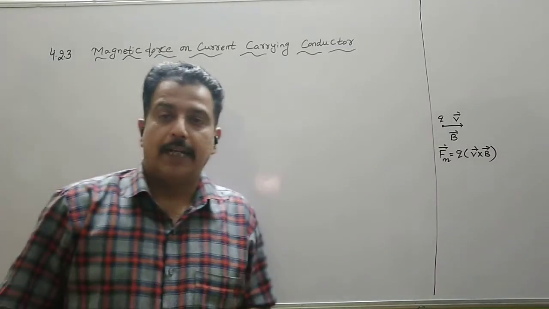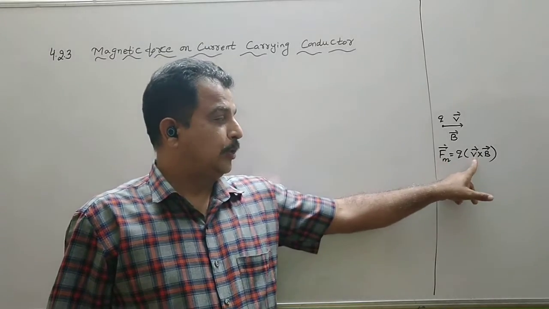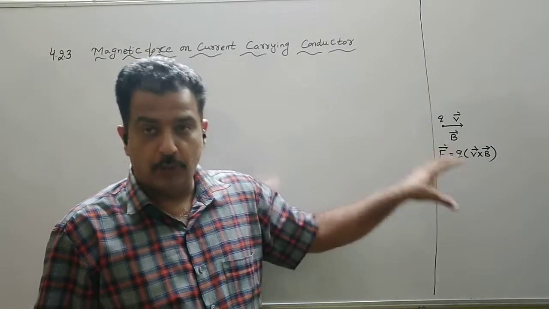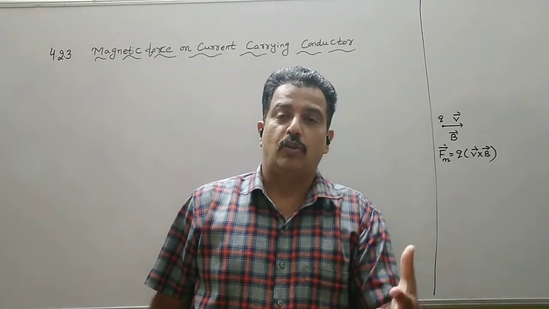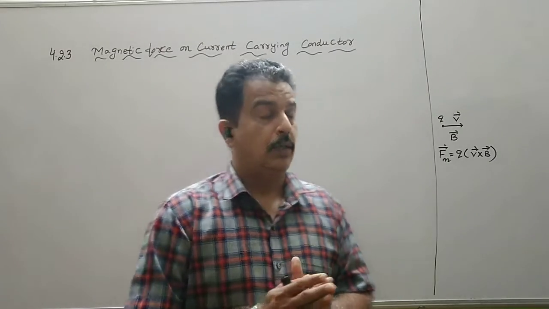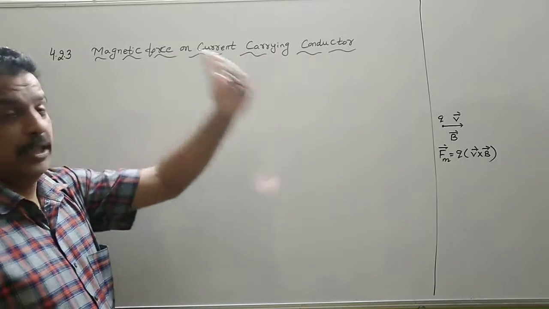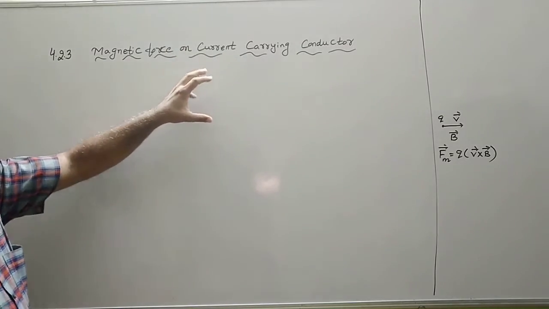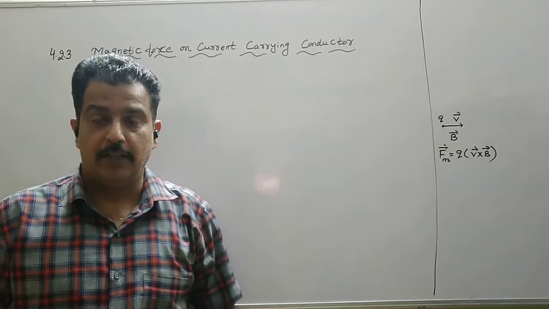And using the right hand screw rule, we found that the force is perpendicular to the plane containing V and B. This is the formula when any charged particle, say a proton or electron, enters a magnetic field. Suppose now we have a current carrying conductor. We consider one conductor carrying current I, placed in an external magnetic field.